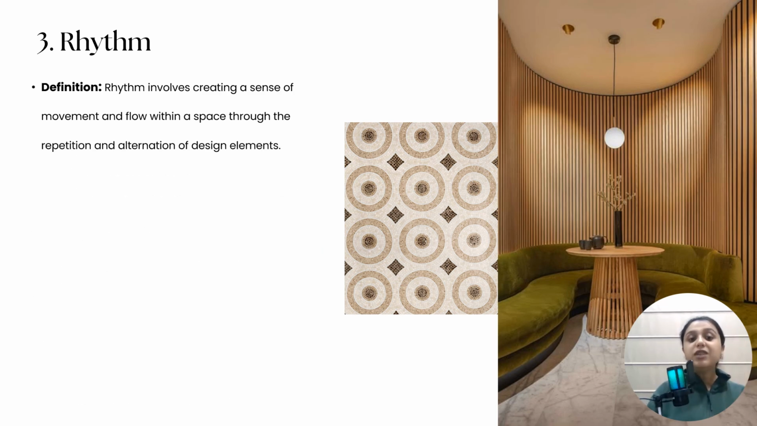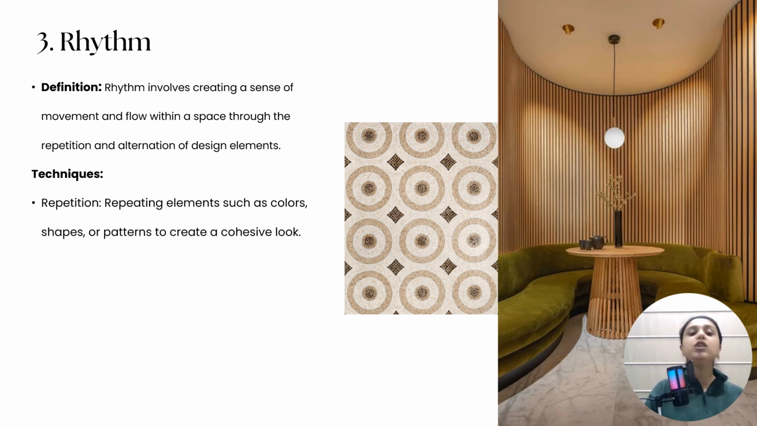So rhythm involves creating a sense of movement and flow within the space through the repetition and alteration of design materials. If you look at the picture on the right side of the screen, you can see that there is a sense of fluidity. You can see a curved wall, but the material also enhances that. It's also creating a look of something moving. So that's when you can spot rhythm and use rhythm.